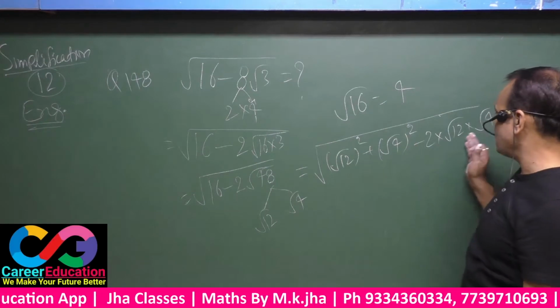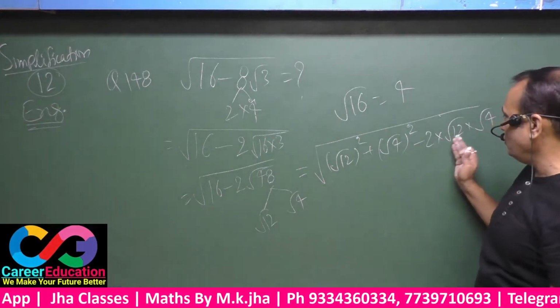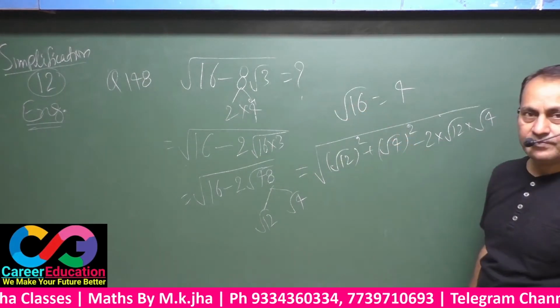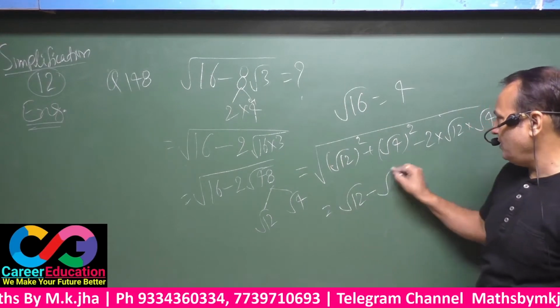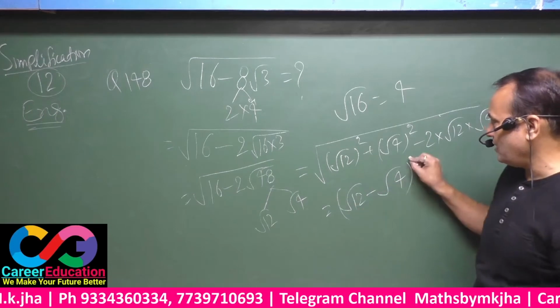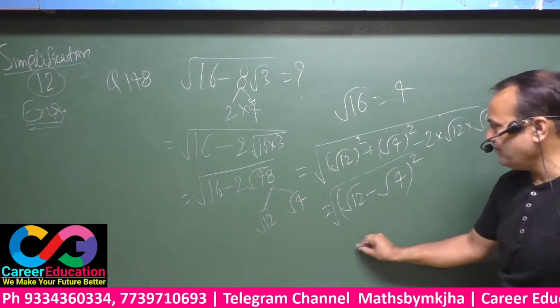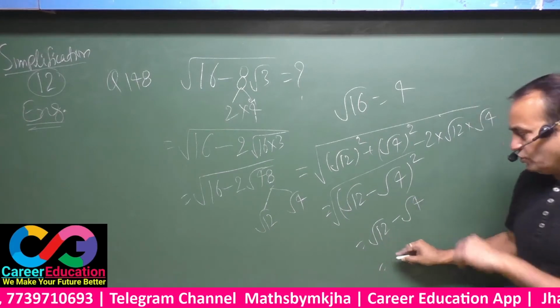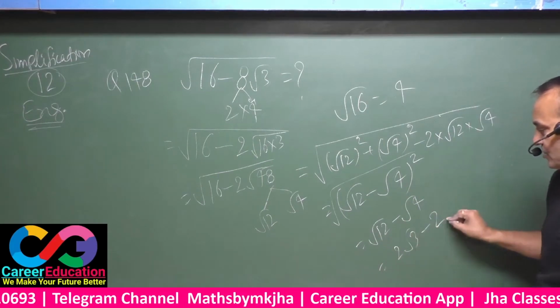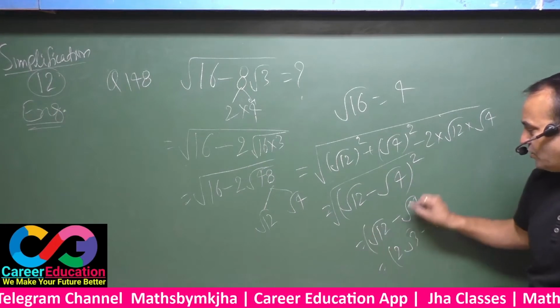That means this can be written as 2 into 2, 2 root 3. That means you got the answer. This is root 12 minus root 4 whole square under root. Again see, this is root 12, this is root 4. 4 into 3, this is 2 root 3. And this is 2. You got the answer. This is your final answer.